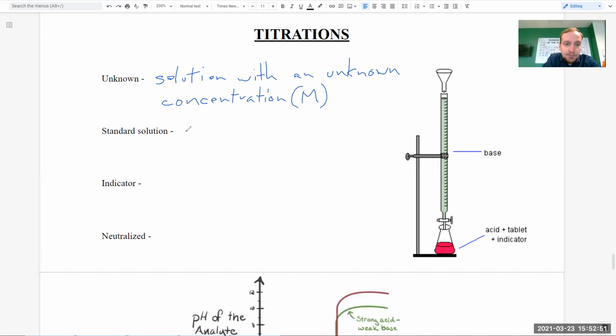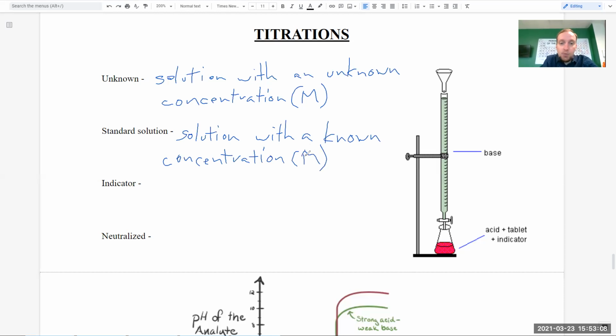Our standard solution is a solution with a known concentration. Now, these have to be the opposite. And what I mean by that is if our unknown is an acid, then we need to use a standard solution of a known base with a known base concentration.